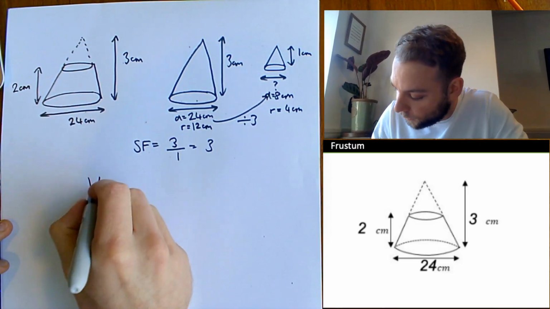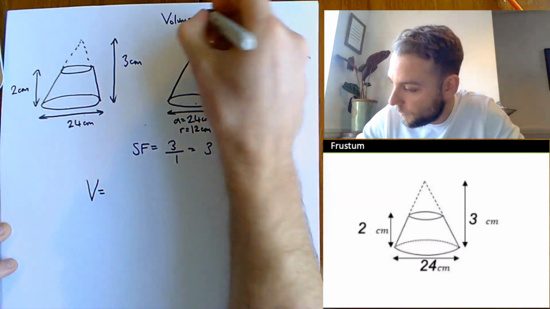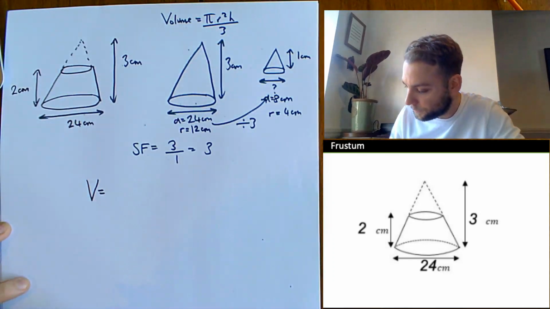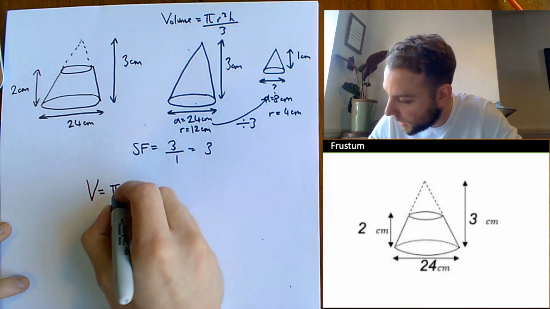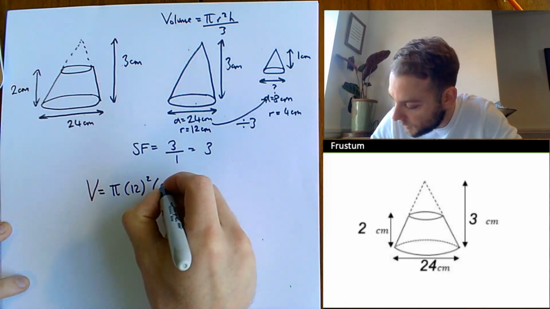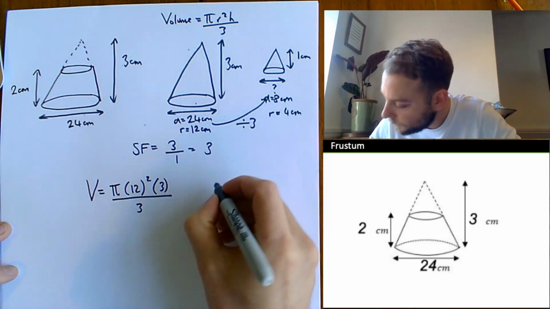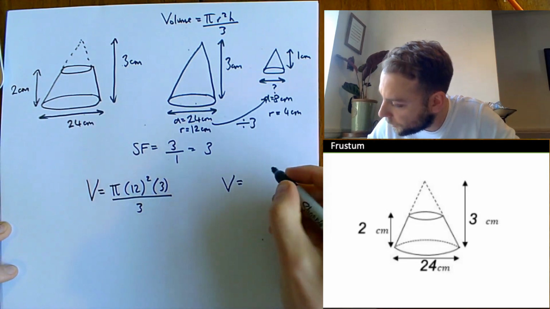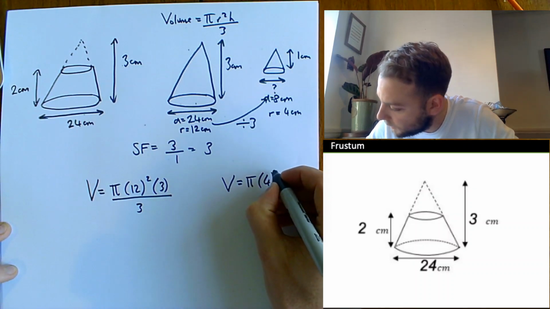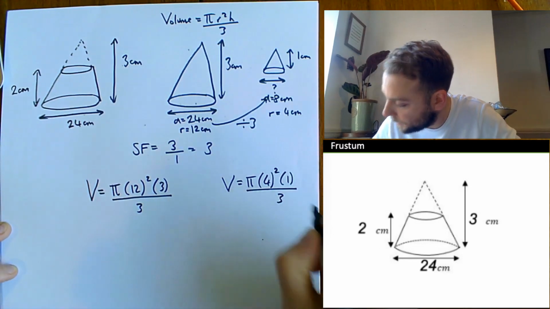So let's work out the volume of this first one. We know the volume is equal to pi r squared times by h, all divided by 3. So pi times by 12 squared in this case, times by the vertical height, which is 3, all divided by 3. And then the smaller one, the volume is pi times by 4 squared times by 1, all divided by 3.